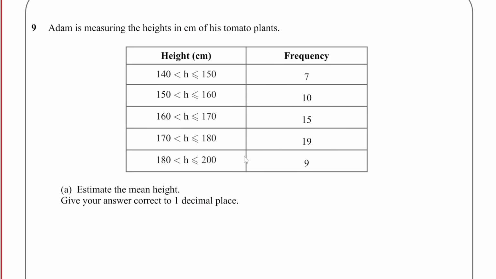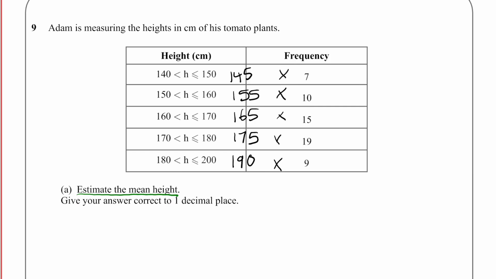Question 9. Here we are estimating the mean. Adam is measuring the heights of his tomato plants. He wants to estimate the mean height. So we've got 7 plants between 140 and 150. We don't know the heights of those plants. So we're going to estimate those 7 plants to all be the middle of 140 and 150, which is 145. We're going to say all of these 10 plants are 155 centimeters tall. These 15 are all 165. These 19 are all 175. And these 9 are all 190 centimeters.